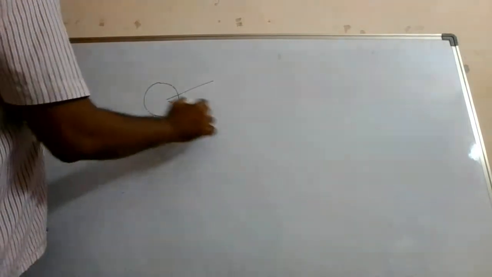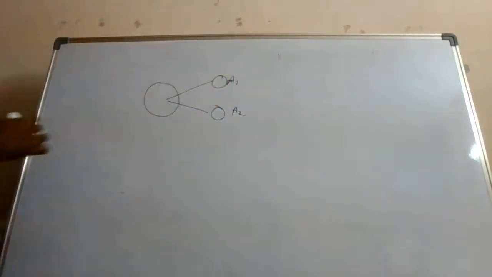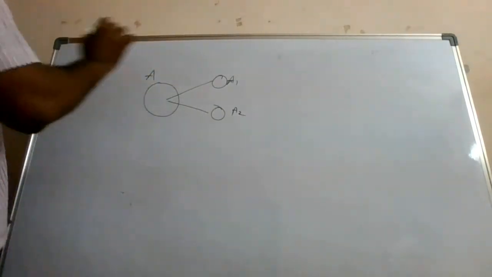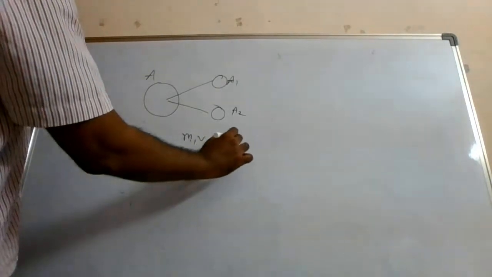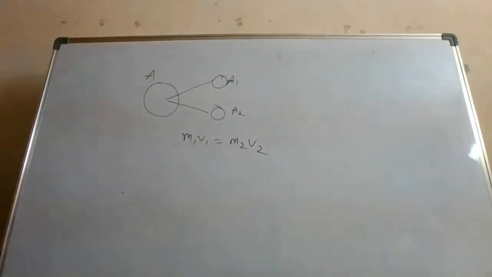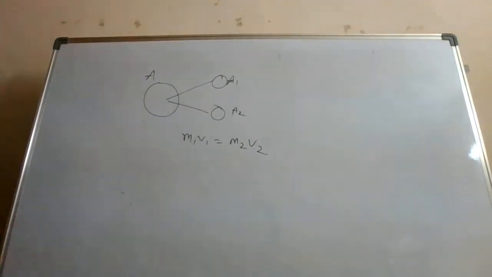Let us say a bigger nucleus is there. It is split into two smaller nuclei of A1 and A2 masses. So we can apply here conservation of momentum, M1 V1 is equal to M2 V2. Remember the bomb explosion, implosion, one concept we have discussed. So there conservation of momentum we can apply.